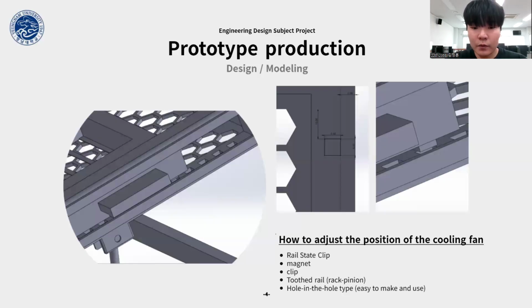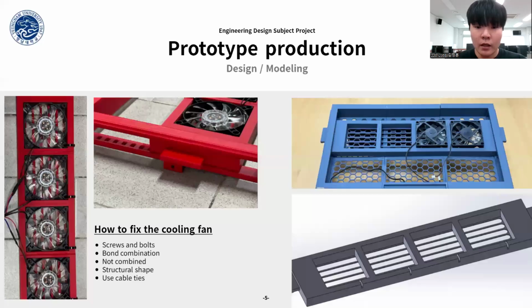Next, we started making prototypes to implement the solution. First, how to adjust the position of the cooling fan. We brainstormed various opinions through divergent thinking, and the above is exactly that. The method of inserting it into the hole was finally adopted because it is easy to produce and use. The following is the manufacturing method of the cooling fan. From the result, the fan was fixed using a cable tie.